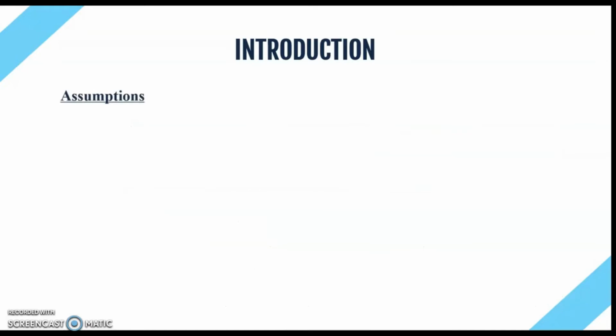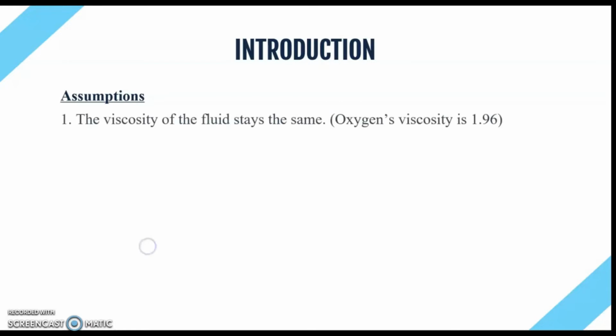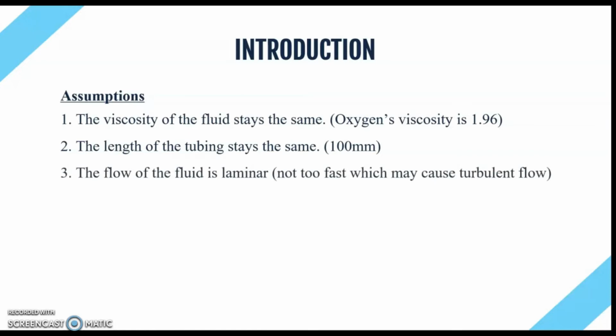There are a few assumptions to be made when applying Poiseuille's law. The viscosity of the fluid stays the same. In our experiment, we are using oxygen as the fluid, and its viscosity is 1.96. The length of the tubing stays the same. In our experiment, we are using 100 millimeters. The flow of the fluid is laminar, which means it is not too fast, which may cause turbulent flow. The fluid is incompressible, which means its density will stay the same.